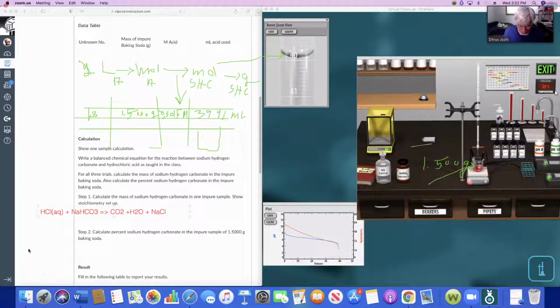This is your balanced equation, already balanced. So it's a one-to-one relationship, as somebody was pointing out. Now you have everything you need in order to do this stoichiometry. I want to see a neat stoichiometry done like that, and I want everybody to show it to me. So I'm going to stop sharing my screen, and you're going to share your screen and show it to me.